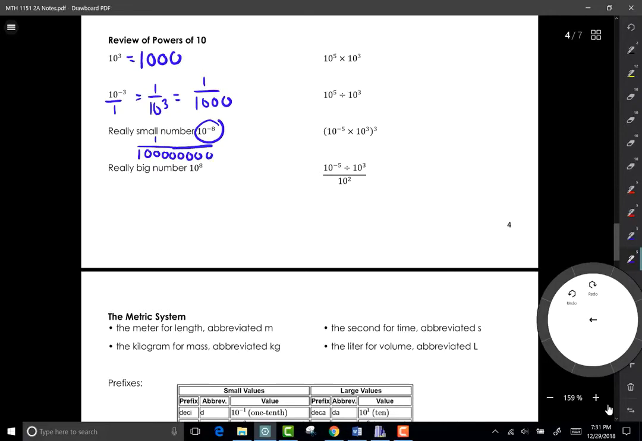Okay, 10 to the 8th is going to be a really big number because I'm not flipping that one. It has a positive exponent, so it's just 1 with 8 zeros. So the negative exponent just means to take the reciprocal and flip it upside down.